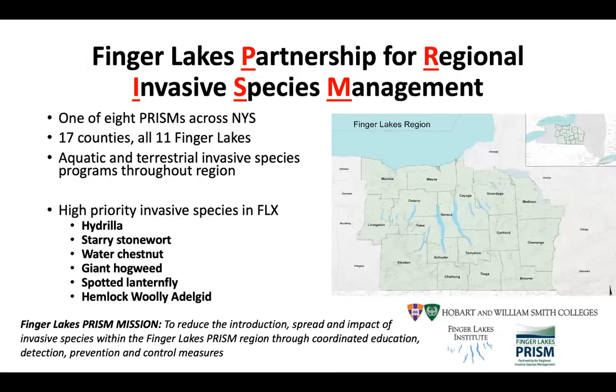So then the Finger Lakes Partnership for Regional Invasive Species Management, or Finger Lakes PRISM, is housed within the Finger Lakes Institute, and it's one of 8 PRISMs across New York State. You can see on the map there, it's quite a large area. We have 17 counties and we have all 11 Finger Lakes in our region. We have a number of aquatic and terrestrial invasive species programs that occur throughout the region. And some of the high priority invasive species that we focus on are hydrilla, starry stonewort, and water chestnut, and then giant hogweed, the spotted lanternfly, and the Macrophyte delgid.